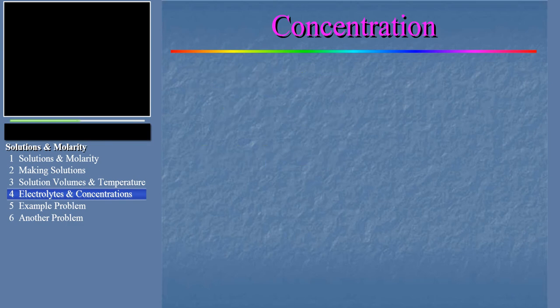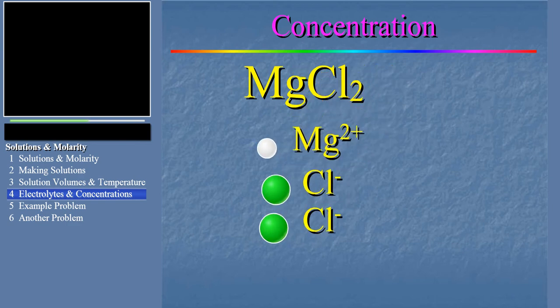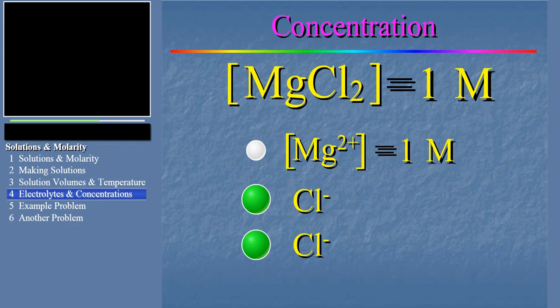Take magnesium chloride. When it dissolves in water, each MgCl2 unit produces 1 magnesium ion and 2 chloride ions. So think now. If the molarity in the solution is expressed as 1 molar in magnesium chloride, what is the molarity of magnesium ions? Well, clearly it's 1 molar, because every magnesium chloride unit produces 1 magnesium ion in solution. But what is the molarity of chloride ion? It's 2 molar, because every magnesium chloride unit produces 2 chloride ions.